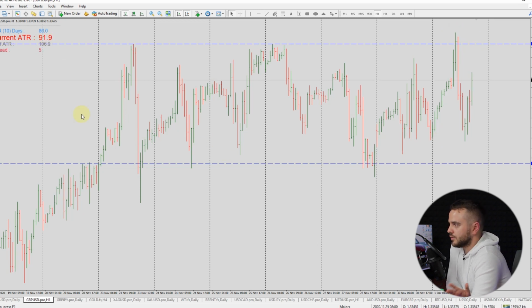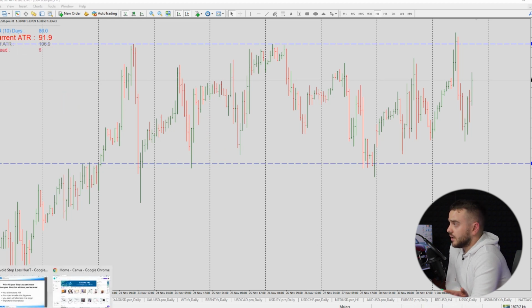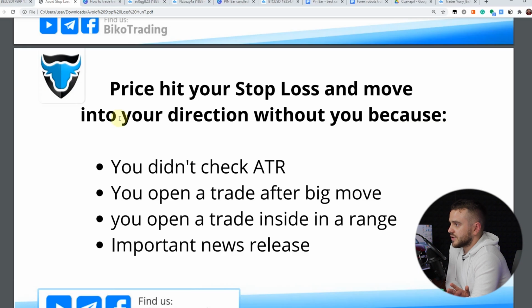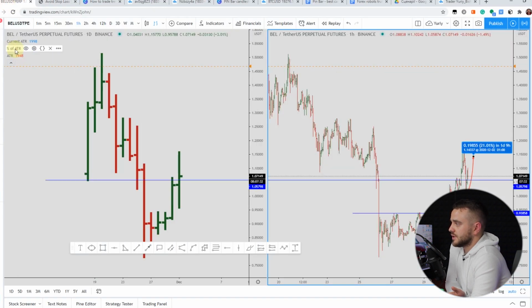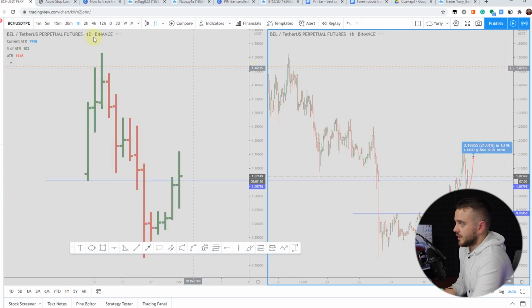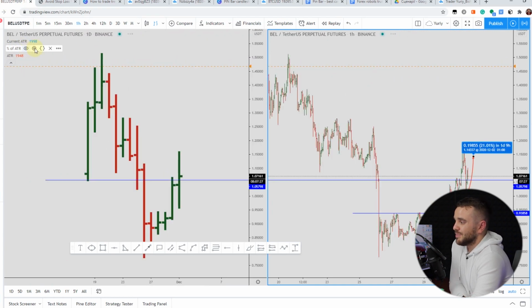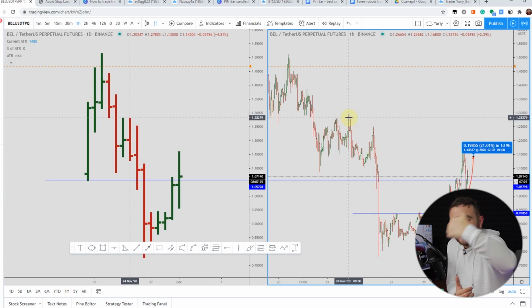Once more, you always need to learn how to check ATR. By the way, I have two ATR indicators. The first is for TradingView, the second one for MT4. Also here on TradingView, as you can see, this one. If you want to get this ATR indicator, which will show you the percent, if you trade continuation of the movement.